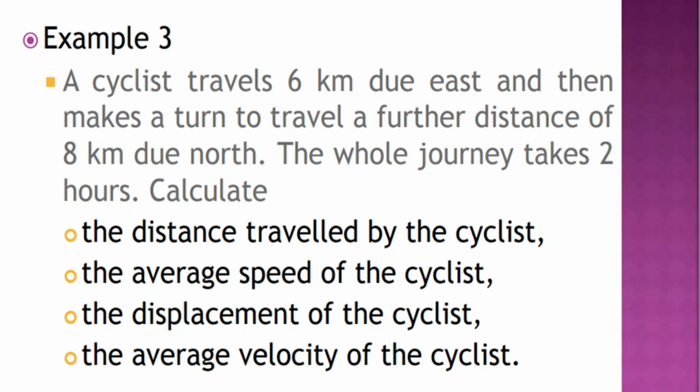So you can see here an example of a cyclist who has traveled 6 km due east and then makes a turn to travel a further distance of 8 km due north. The whole journey takes 2 hours, and we have to calculate first of all the distance traveled by the cyclist.